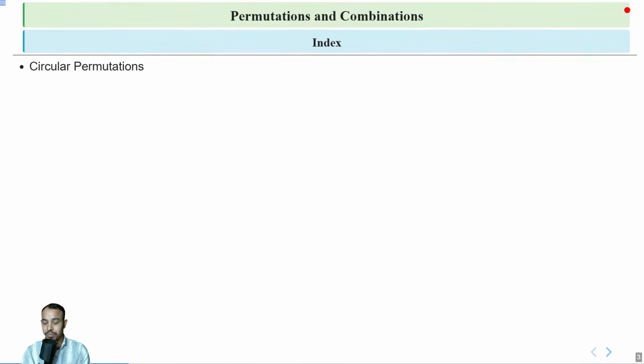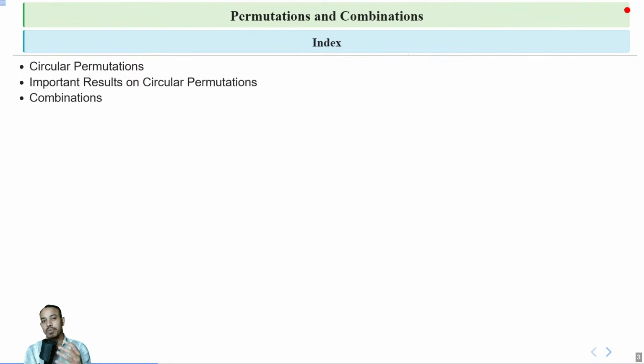So, first see which topics will be covered in today's lecture. Okay, so first we will talk about circular permutations. There we will see what is circular permutation and how to find the number of permutations in circular permutations. And then we will discuss some important results on circular permutations. So there are some important results on circular permutations that we will talk about later.